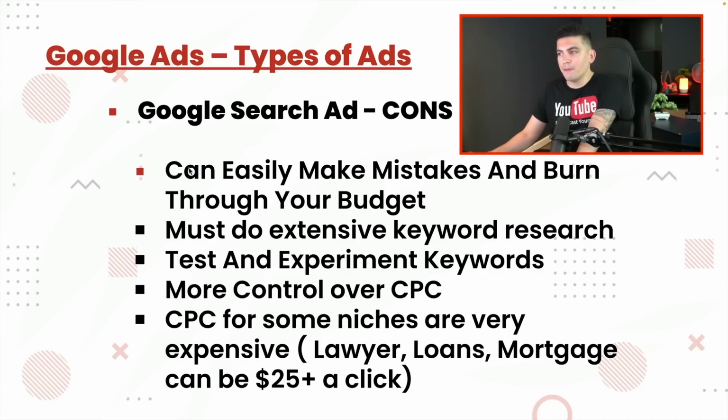You can easily make mistakes and burn through your budgets. This is a very common one. A lot of people just set broad and their budget disappears. Never, ever, ever select all broad. It's a very fast way to go through your entire budget. You must do extensive keyword research. Obviously, you have to spend a lot of time to find the best keywords. Test and experiment with keywords. This can take time and money.